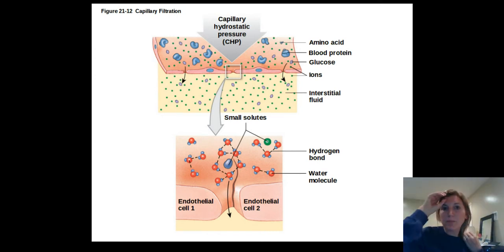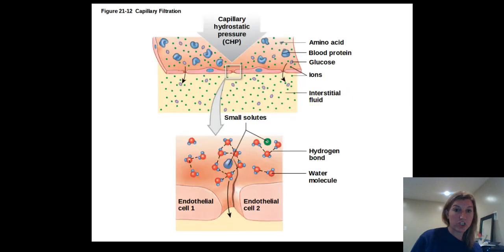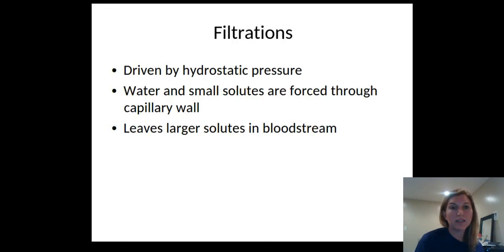Okay, so we're starting back with capillary hydrostatic pressure, and exactly what hydrostatic pressure is. So there's also filtration that occurs in the capillary bed. Filtration is driven by hydrostatic pressure. So water and small solutes are forced through that capillary wall, leaving larger solutes in the bloodstream. They can't fit out because there are no big holes for them to go through.